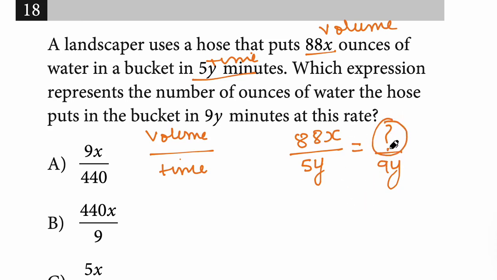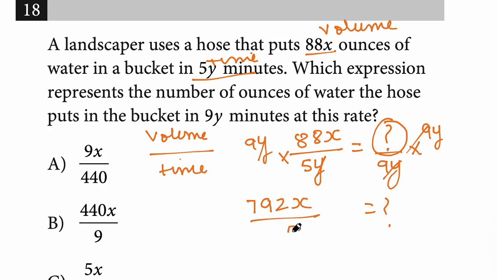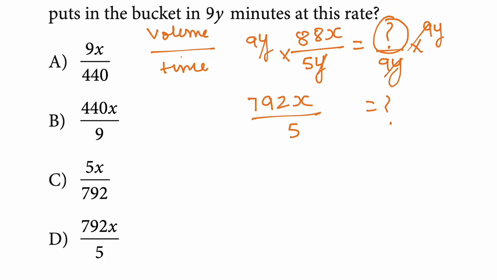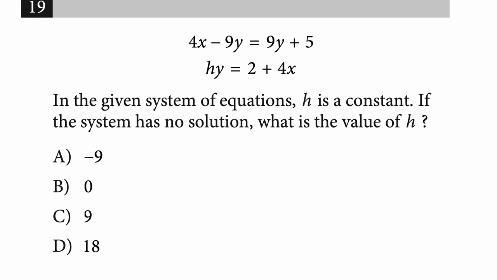Okay, so this one is missing, right? Now by multiplying 9y on both sides, this unknown will be calculated. So y and y cancelled, and 88 times 9 is 792x over 5. Let's see the options. Yes, it's D. So D is the right option. Okay. Let's come to question number 19.